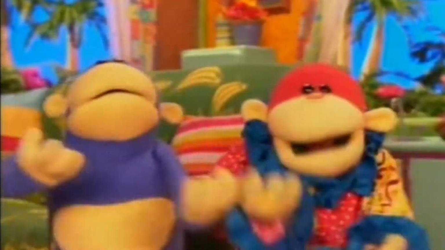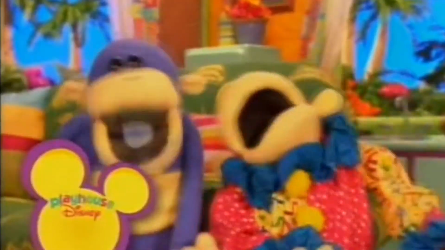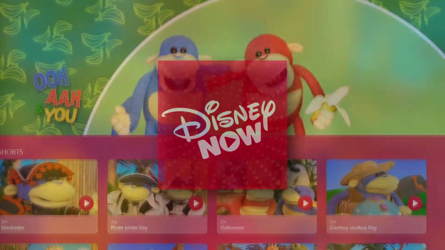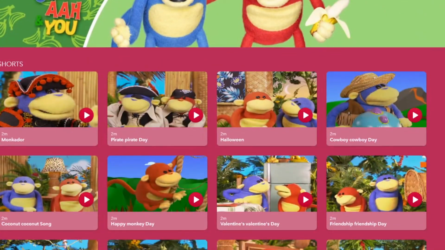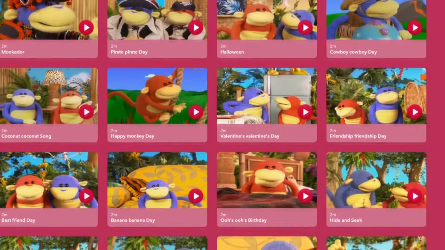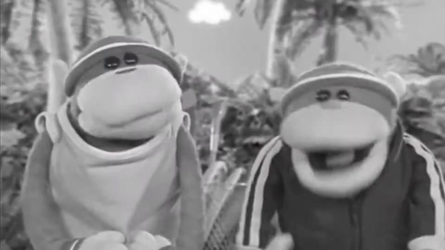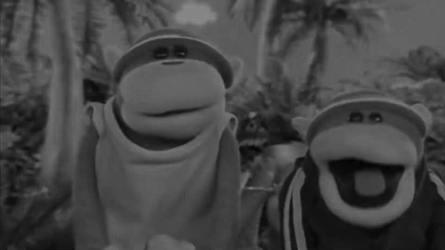After that, the only time the monkeys were seen again officially was on October 3rd, 2019, where Ooh and Aah were seen again on an old free streaming website called Disney Now, where all the episodes that aired on TV could be watched again in high quality. Sadly, Ooh and Aah were removed from the website around February 2020, and then they were never seen again officially.